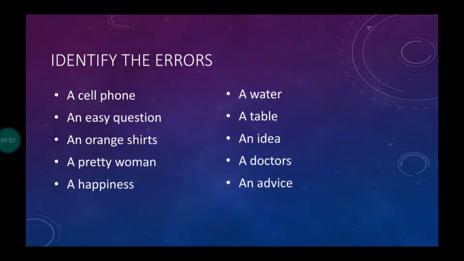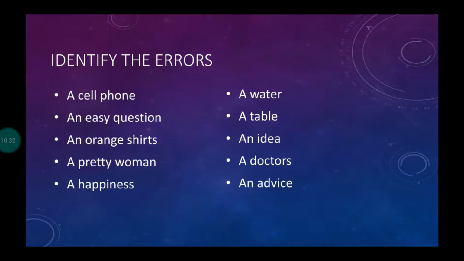Okay, so in the first one, a cell phone, is it correct? Yes, it is. An easy question. That too is right. But an orange shirts. Why is this incorrect? If it was singular, then we could use an orange shirt because it is a vowel sound. So an orange is correct, but here it is wrong because we cannot use it with plural. Okay, so it has to be used only with singular.